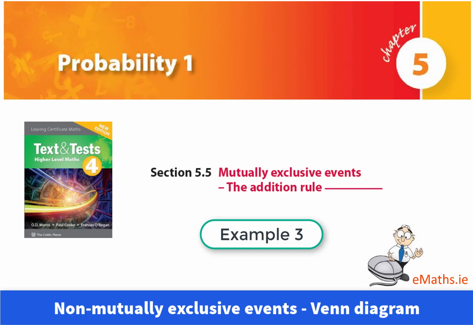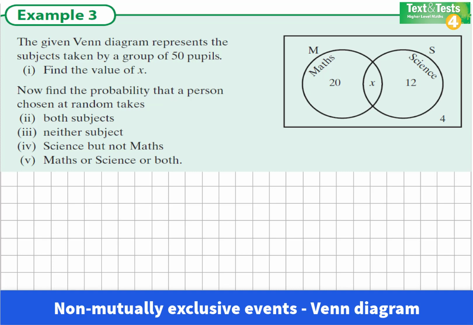This example uses a Venn diagram looking at non-mutually exclusive events. So the given Venn diagram represents subjects taken by a group of 50 pupils. The universe here then must be 50. So 50 is the total number of pupils being looked at.